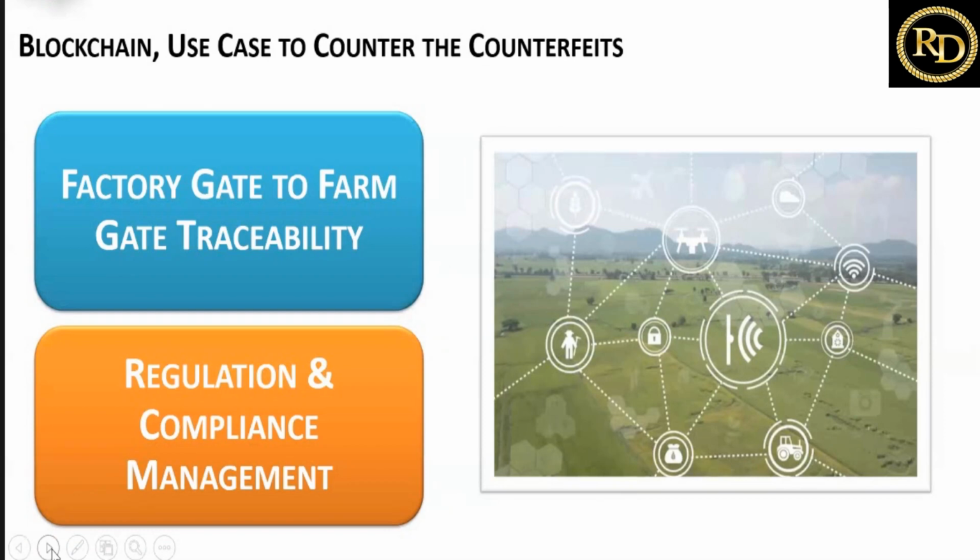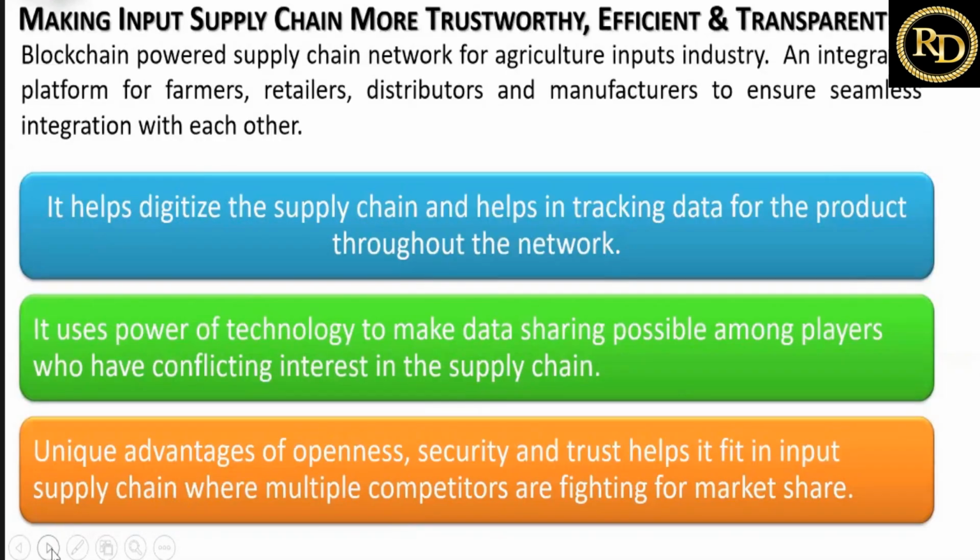Now, the use case for counterfeits is factory gate to farm gate traceability, and regulation and compliance management. So these two key problem statements can be solved using blockchain in the agriculture ecosystem. Trying to make the input supply chain more trustworthy, efficient and transparent is the key value addition by blockchain.